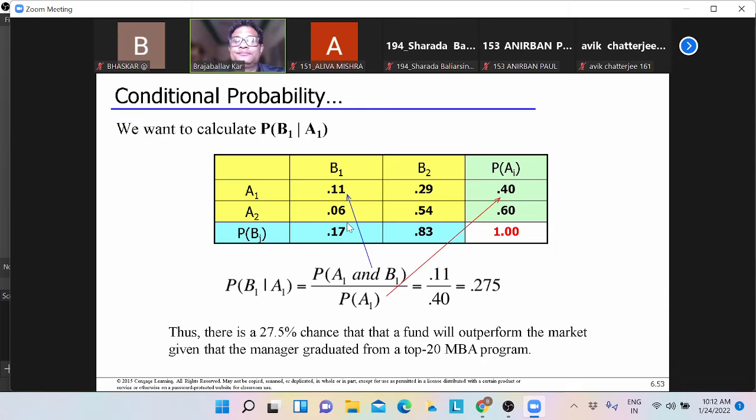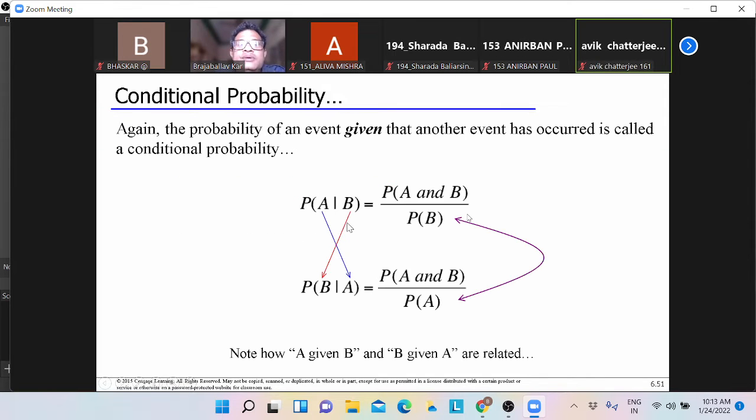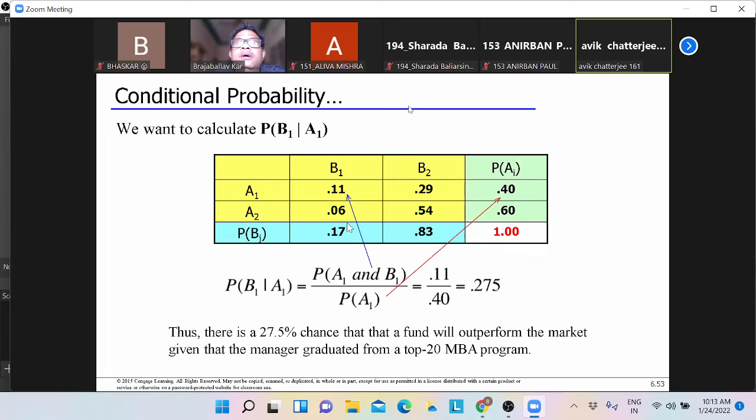Now please look at this. What is this? Can somebody tell me what this equation is? Can you read this equation? Not the formula itself, but what it indicates. P of B1 given A1 is equal to 0.275. What does it mean? Try to understand the meaning. So there is a 27.5% chance that the fund will outperform the market given that the manager graduated from the top 20 MBA programs.